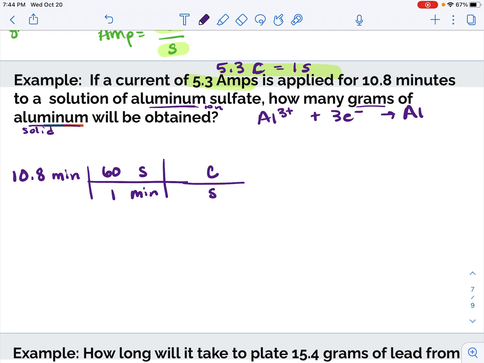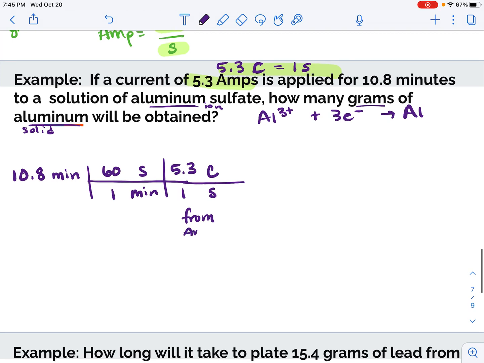So I need to get rid of seconds, and I'm going to go to coulombs. So this would be, in this case only, because they gave me the current, 5.3 coulombs per second. Remember, this is from the amps that were given. Okay. And then in order to get from current, or charge, to moles of anything, to be able to use my equation, I have to get to moles of electrons. And so I need to get rid of coulombs and get moles of electrons. And the definition of that is from Faraday. So this is from Faraday's constant.